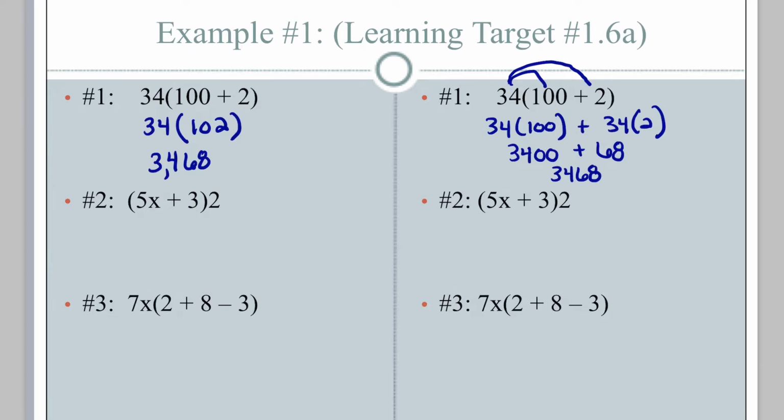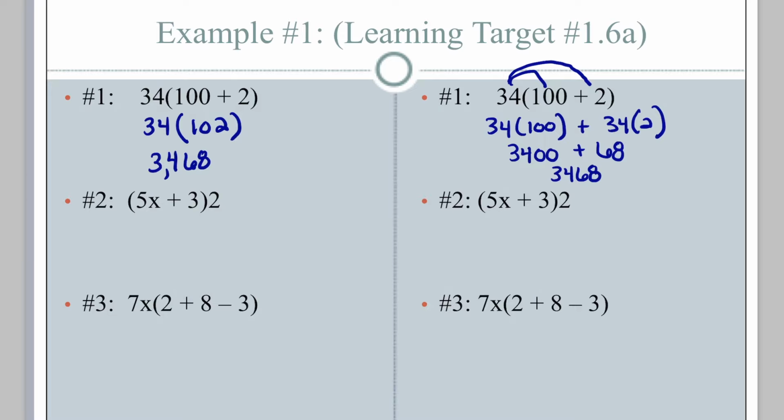3,468. So we end up with the exact same result, whether we use the order of operations by combining what's in the parentheses first, then multiplying, or distributing, and then combining the like term constants. So hit pause and work the next 2 examples on your own. Actually, before you do that, let me work this next one because there is a variable included. Then you can work the last one on your own.